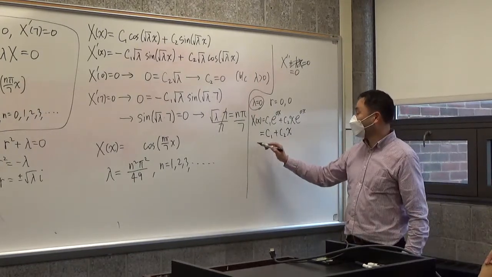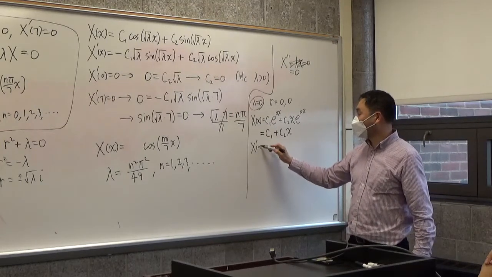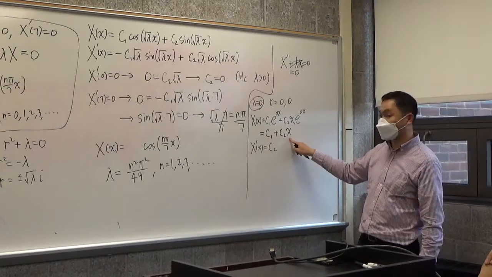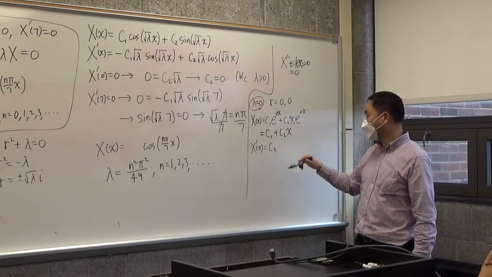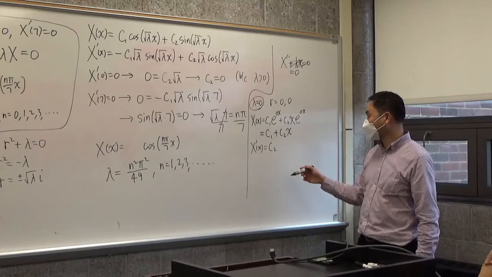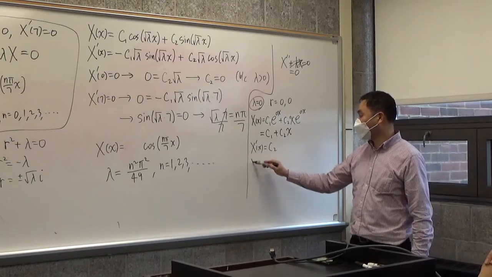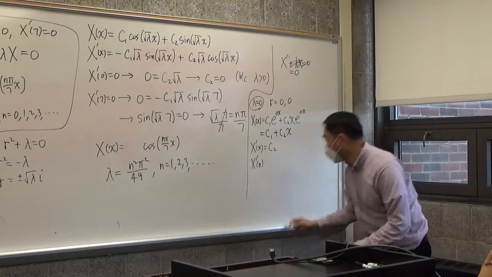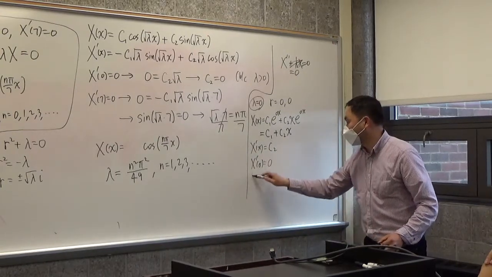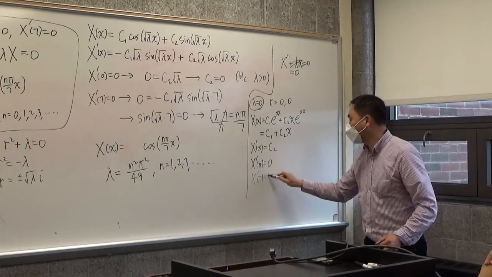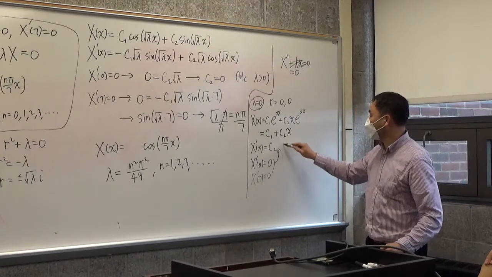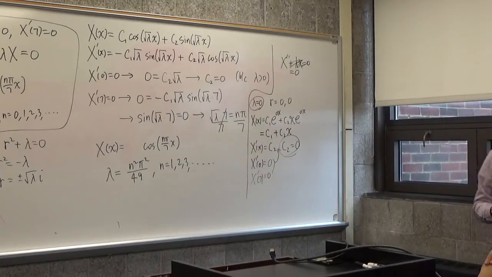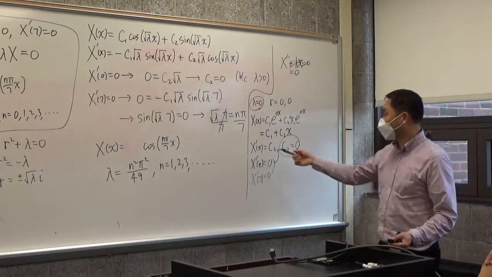Now let's plug in the endpoints. So I need to differentiate. The derivative is C2 only. C1, its derivative is 0. C2x differentiates to C2. And therefore, the two boundary conditions, x prime of 0 equals 0 and x prime of 7 equals 0, will both just turn into saying that C2 is 0. In other words, if C2 is 0, then it's going to satisfy the boundary conditions.